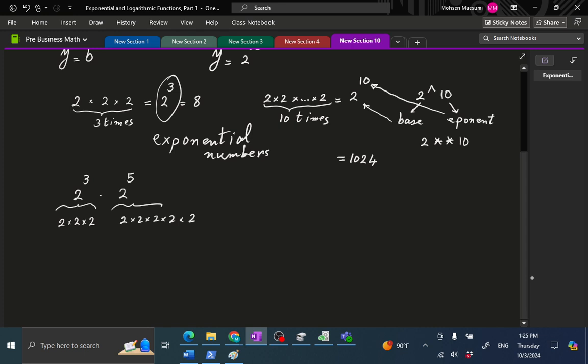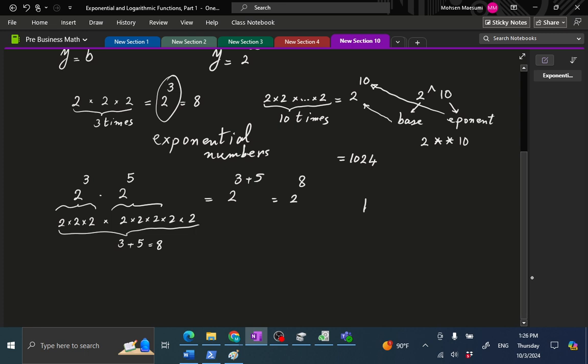And since you are multiplying these, now you can say, I string them all together. Well, how many do I have? Well, I have 3 here and a 5 here, so I have a total of 8 now. So here we have our first rule: if you are multiplying exponential numbers with the same base, then you add the exponents, and then you have 2 to the power of 8 in this case.